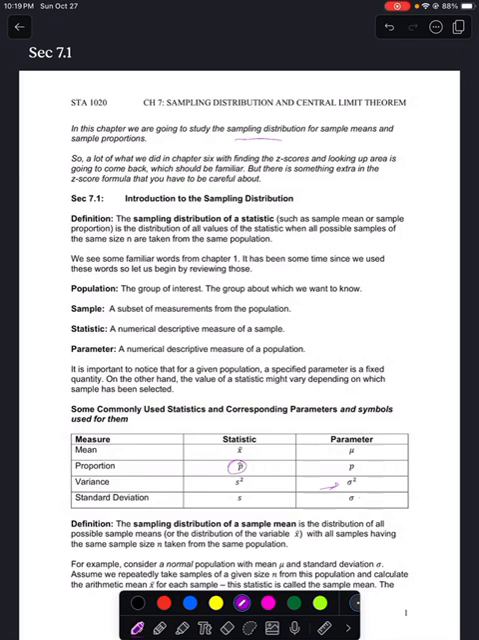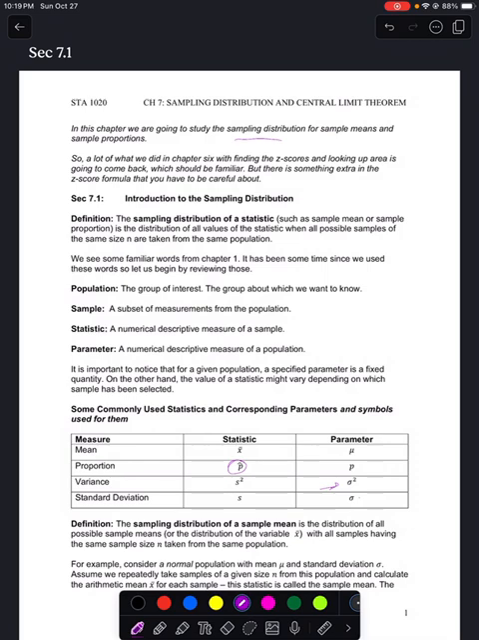So let's now define what a sampling distribution of the sample mean is. The wordings are very similar to the definition above, but instead of the statistic, now we will say mean. The sampling distribution of a sample mean is the distribution of all possible sample means, or the distribution of a variable x bar, with all samples having the same sample size and taken from the same population.